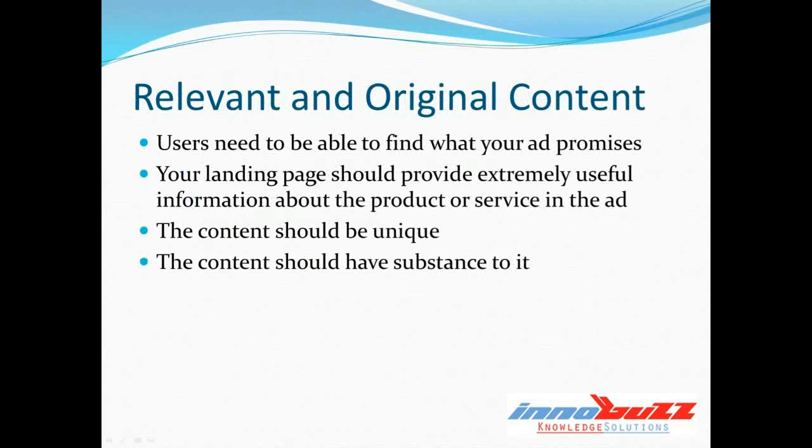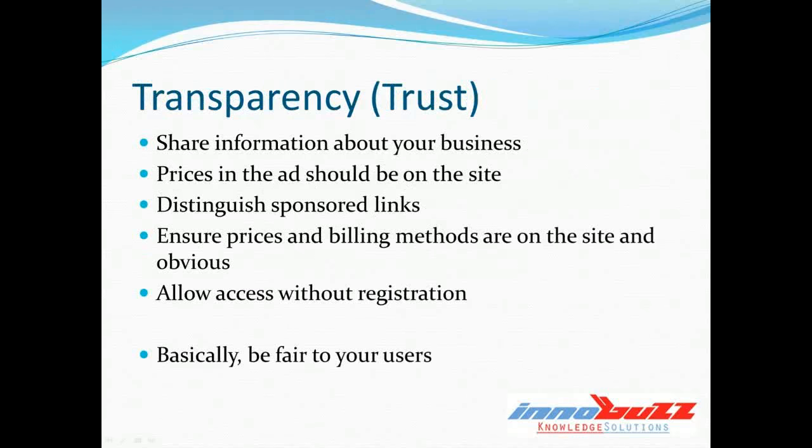So, part 1 that Google suggests, have relevant and original content. Users need to be able to find what your ad promises. Your landing page should provide extremely useful information about the product or service in the ad. The content should be unique, and the content should have substance to it, as we discussed. Transparency really boils down to trust. Share information about your business. The prices on your ad should be on the site, as I said.